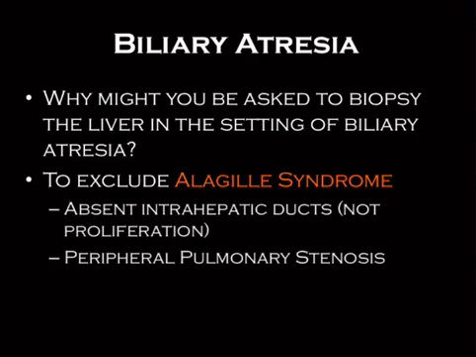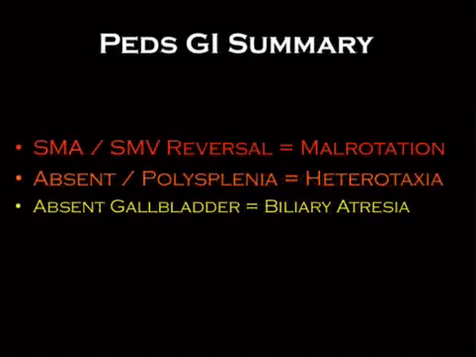And the classic association with this, which I believe I mentioned in one of the cardiac talks, is peripheral pulmonary stenosis. So just as a summary, SMA, SMV reversal, malrotation. Absent spleen or polysplenia, heterotaxia. And remember that asplenia is more commonly associated with cyanotic heart disease. Absent gallbladder, biliary atresia.